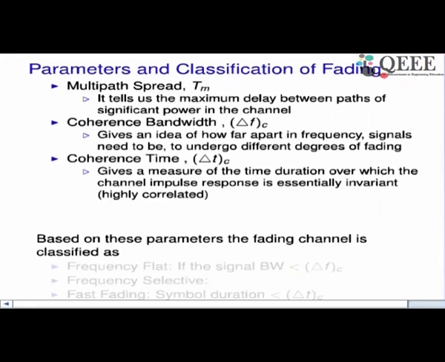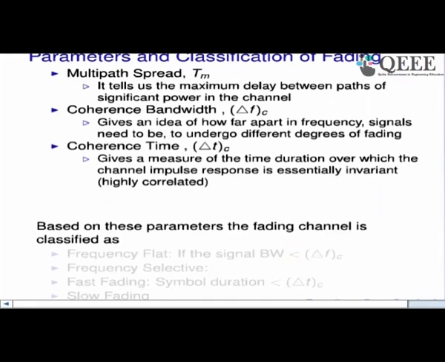Now based on these three parameters, we have a classification of the fading channel. The first channel is when the bandwidth of the signal is significantly less than the coherence bandwidth. In this case, the frequency response that I showed you, H(t, f), will be flat. The signal will just see a single value. Okay, any amount of variation in frequency will not lead to a change in the received power.